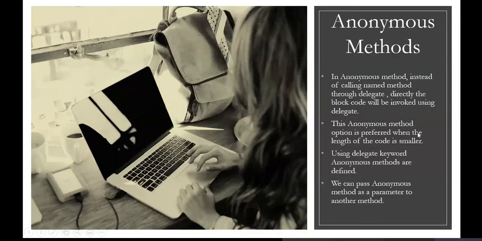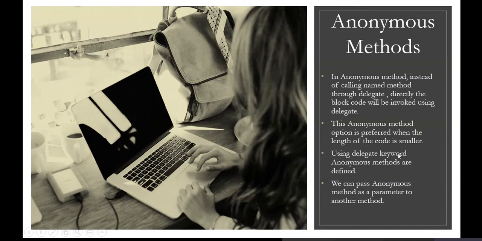This anonymous method option is preferred when the length of the code is smaller. This is most important. Let's say in my method there are 50 to 60 lines of code. Then anonymous method is not the best option to go for. In that case, definitely you will go for the first option, which is delegate, which is followed in C# 1.0. But if your method is smaller, then definitely this will be the helpful solution.